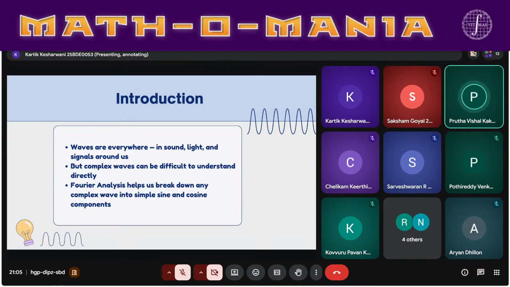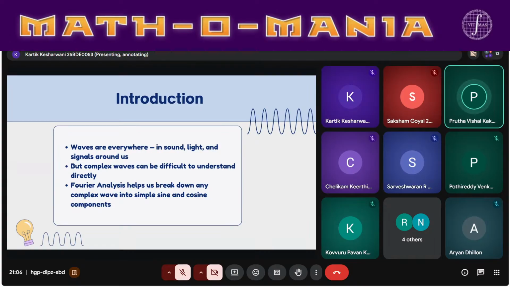Now, imagine this. What if we could take that complex sound and break it down into its individual components? What if we could see the hidden structure inside a signal? That's exactly what today's topic is about, decoding waves using Fourier analysis. In simple words, we're going to learn how complex signals can be understood as combinations of simple waves.